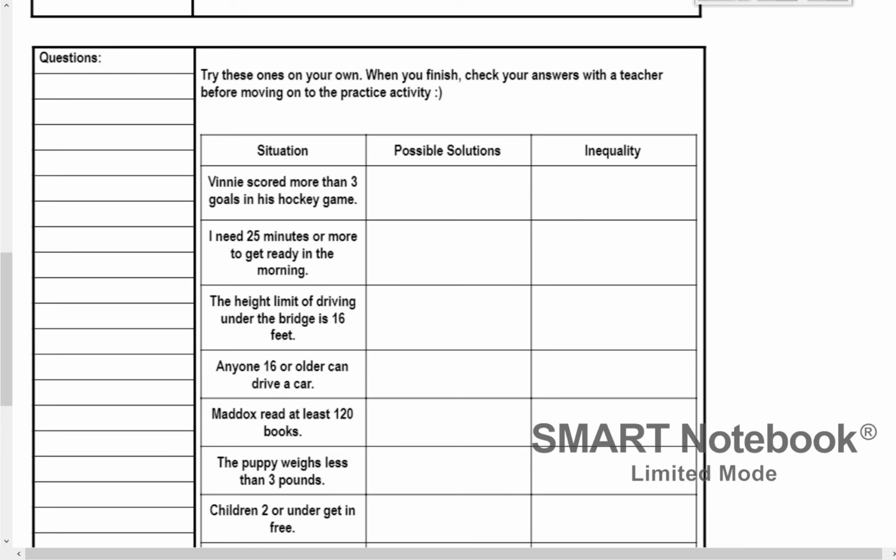Vinny scored more than 3 goals in his hockey game. So he scored more than 3. So he could have scored 4, 5. If he was really good, he could have scored like 10. Okay, any number bigger than 3. So our inequality, we can use any letter. I always just stick with x because I'm boring. And he scored more than, greater than 3 goals. He couldn't score 3 goals because he scored more than 3, so we can't put that equal to. It's just greater than.